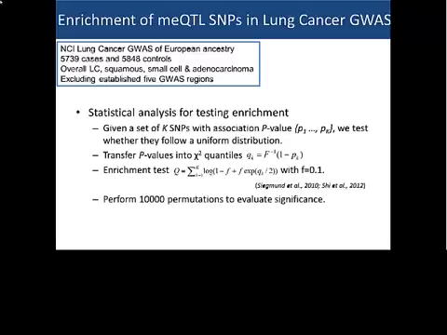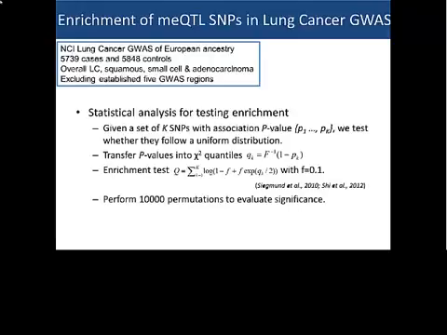As we showed previously, the specification of f does not affect the sensitivity of the test. It works best if we know the proportion of SNPs associated with lung cancer. But because this cannot be known in advance, we have to specify this parameter here. Then we perform 10,000 permutations to evaluate the significance.